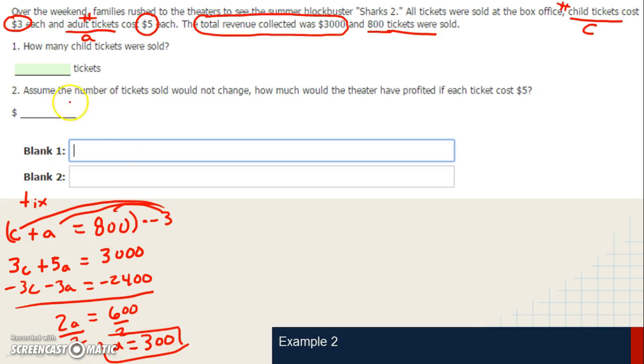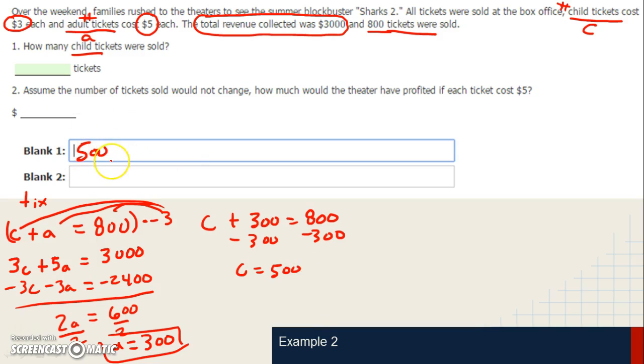But we don't want the total number of adult tickets, we want the total number of child tickets, so we're going to take the number of adult tickets, 300. We know that the total sold was 800. So we're going to go ahead and solve for C to find the child tickets. So minus 300 on both sides. And we know that the total number of child tickets was 500. Whoop, that's 5,000. Didn't mean to add that extra 0. It's 500. Go ahead and type that in our blank.